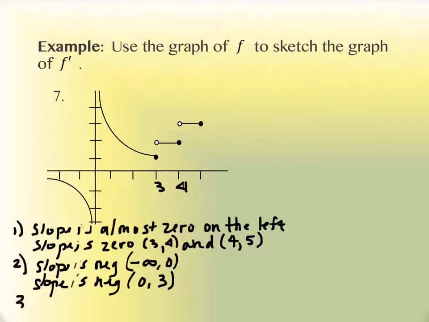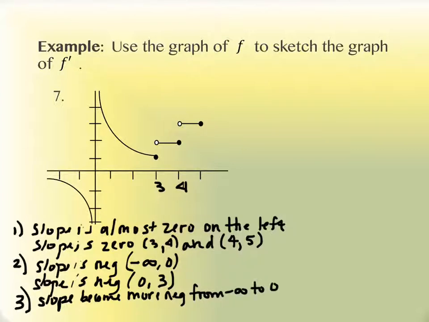And the last thing to notice about the changing business is particularly around the y-axis. So around the y-axis, we actually have very, very steep negative slopes. So in particular, the slope becomes very negative or more negative as we move from negative infinity to 0. And again, slope becomes, in the other direction, less negative, so smaller negative numbers from 0 to 3.